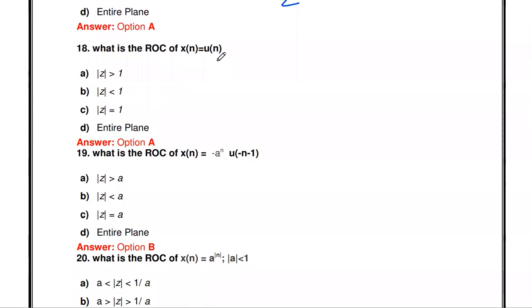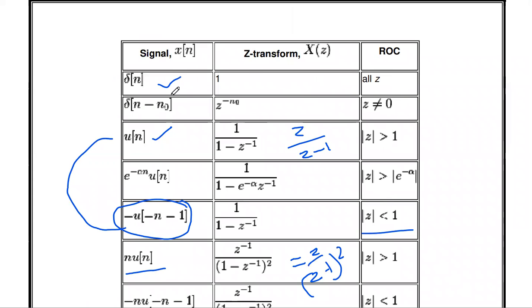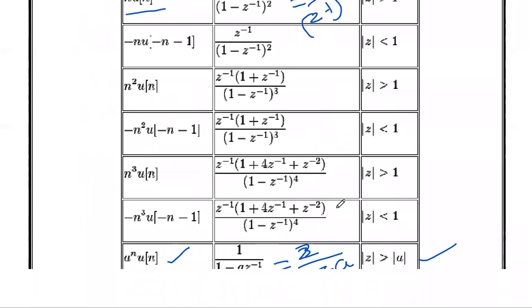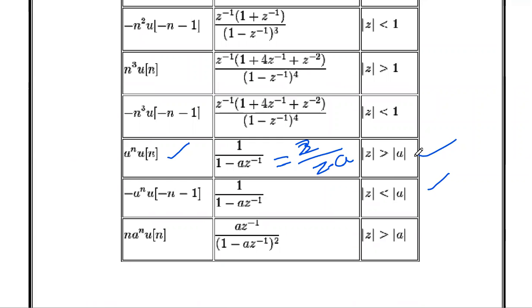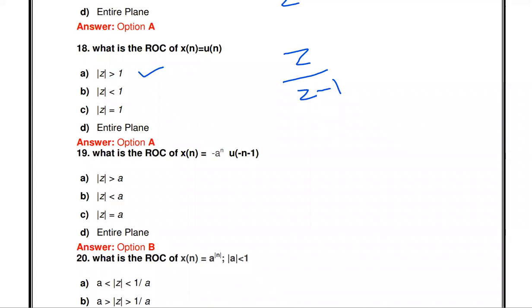Then what is the ROC of u of n, the unit step sequence? What is the Z transform of u of n? Z by Z minus 1. According to this, the denominator Z minus 1 should be greater than 0. Okay, so Z is greater than 1. So that is the ROC. All these ROCs are also given here. You see del of n, entire Z plane; u of n, modulus of Z greater than 1; a power n u of n, modulus of Z greater than a. Okay, so all answers are given.